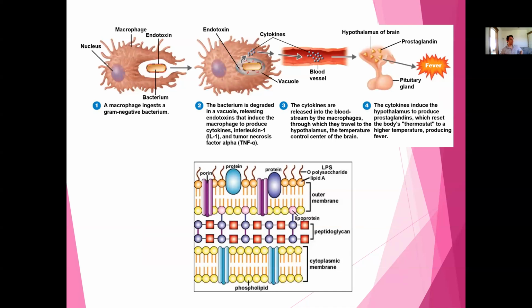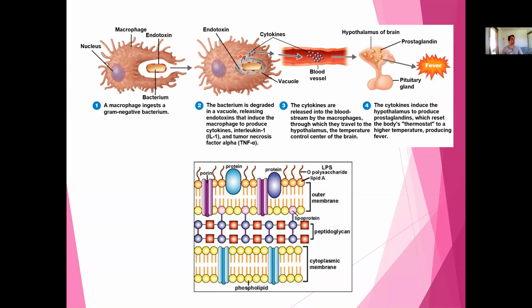So here you can see the impact of these cytokines being released, or how that works. Essentially, your macrophage will ingest a gram-negative bacteria. Note that this thing has endotoxins on its outer structure. And as the bacterium is degraded, it starts releasing these endotoxins, and this induces the macrophage to produce cytokines, interleukin-1, and tumor necrosis factor alpha.